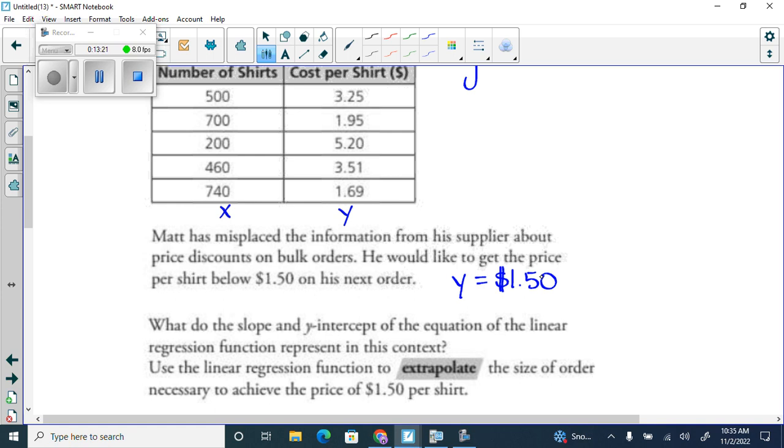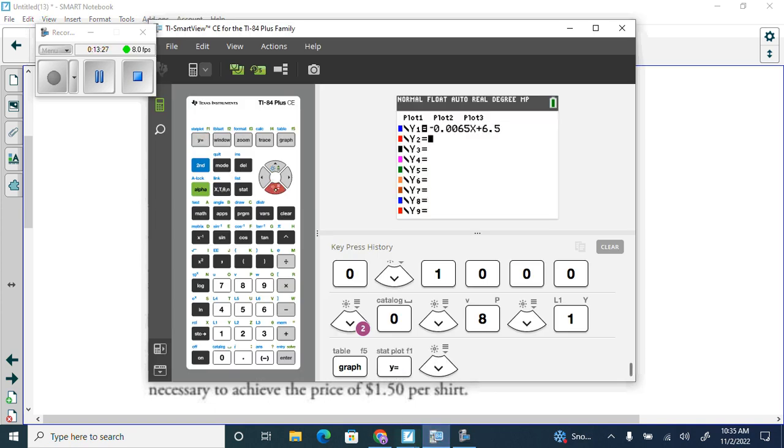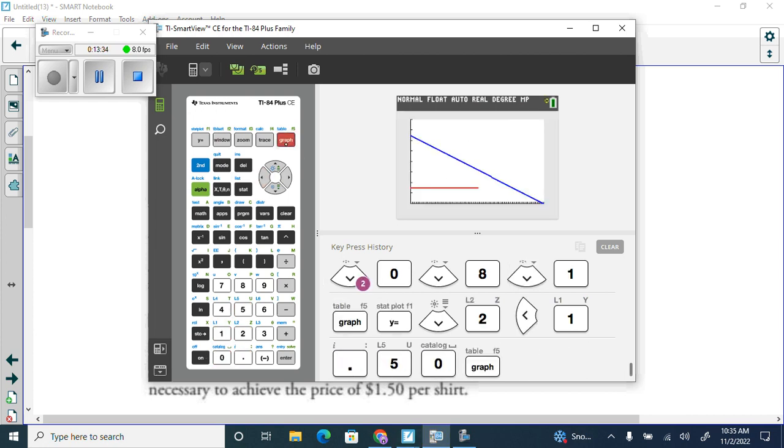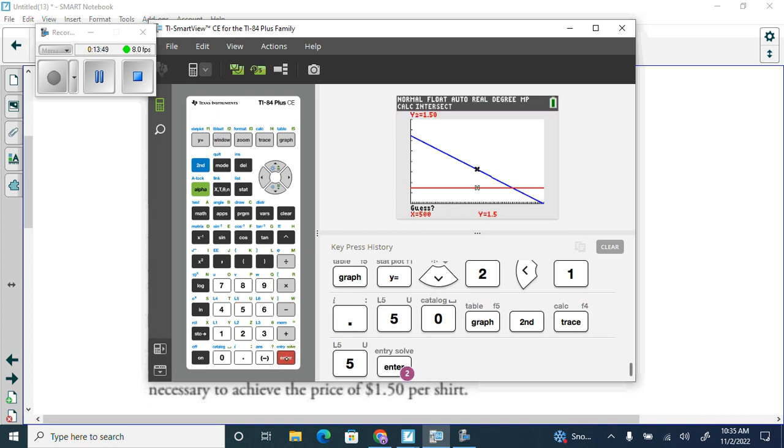So we put in the actual value. We go to our Y2 and we put in $1.50. Quiet, please. And we press graph. If we can see where it intersects, we can find out where it intersects. If you can't see the intersection, no matter how hard you press enter, it isn't going to do it for you. So we're going to go second, trace, 5, enter, enter, enter.